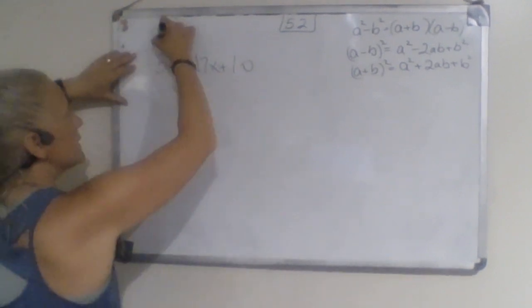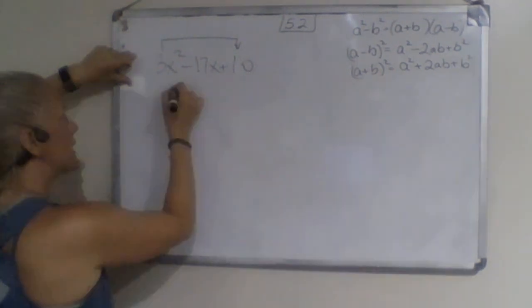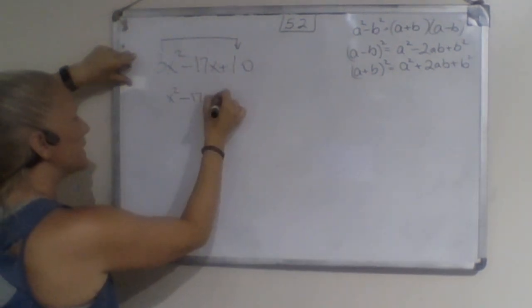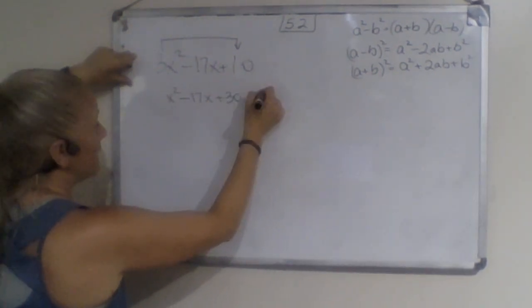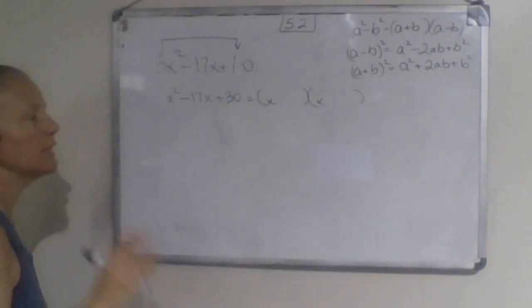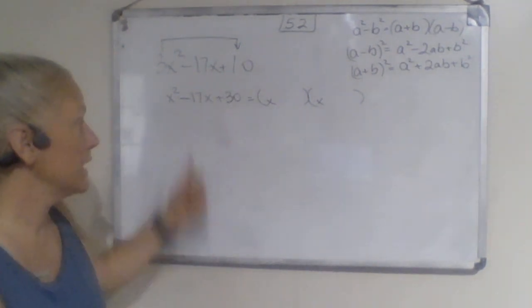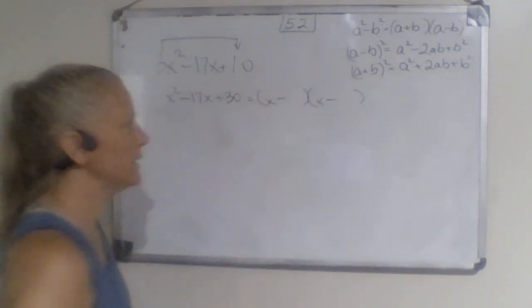We always times this 3 to the back. And please remember you did that. This becomes x squared minus 17x plus 30. And now I know how to factor it, right? x and x. I'm looking at two numbers that have to times to a positive 30 and add to a negative 17. They're both negative. I already know that.